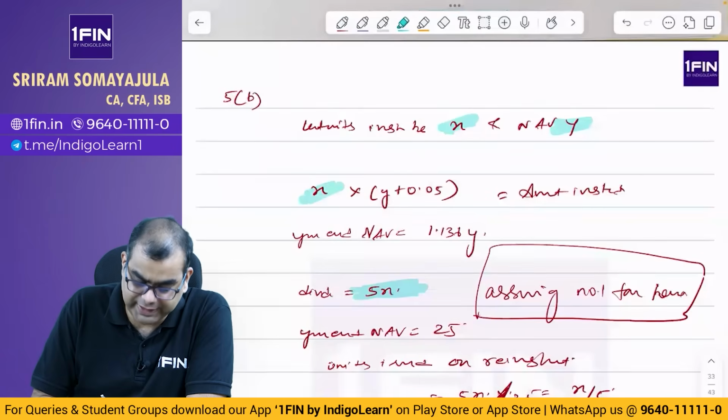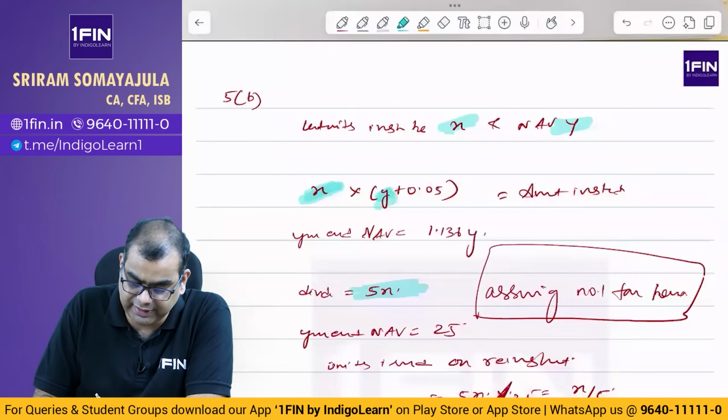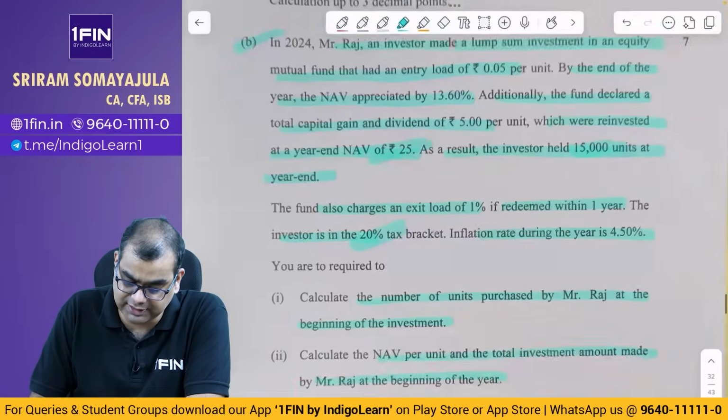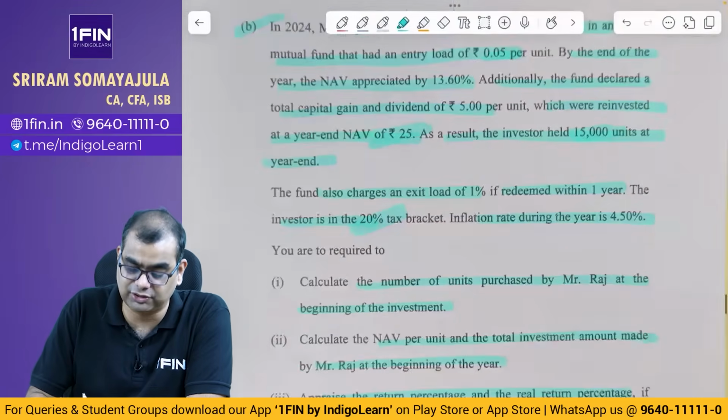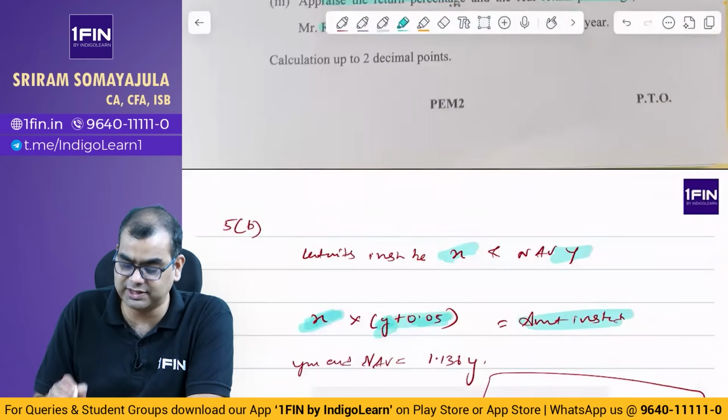So your opening units, whatever investment you made, into NAV plus 0.05, because they said that entry load is 0.05. So this will give you the amount invested. So basically X into (Y plus 0.05) is the amount invested.